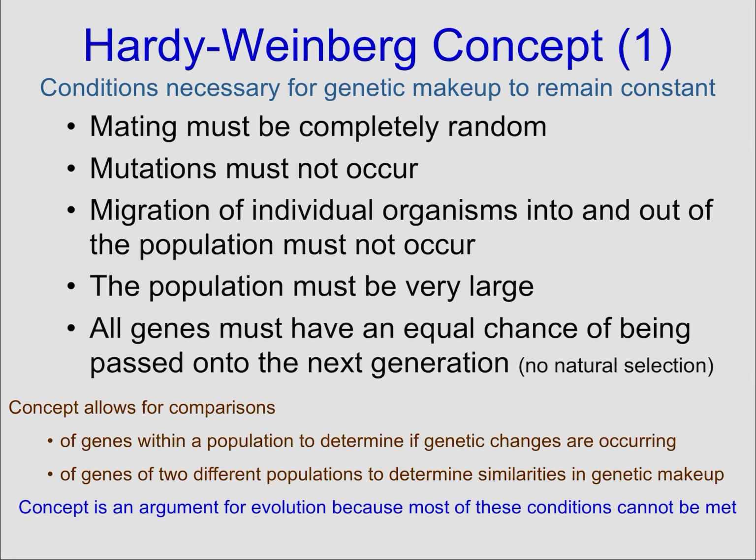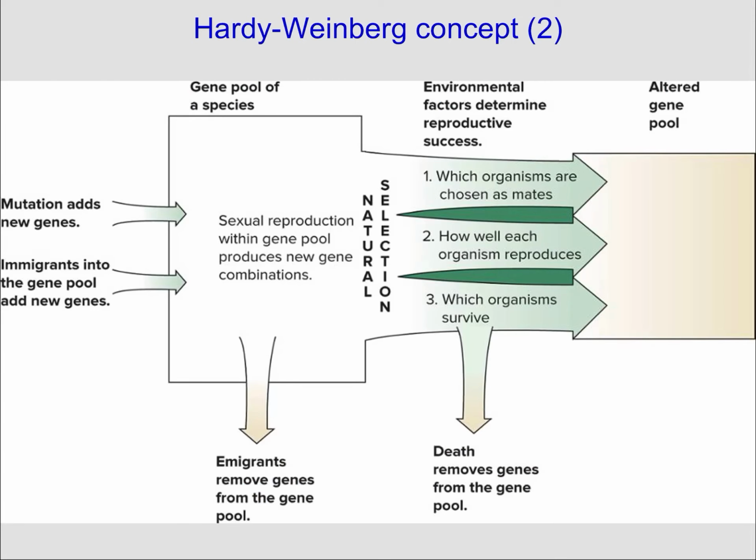Now, this concept allows us to compare genes within a population to determine if genetic changes are occurring, and then to compare genes of two different populations to determine if there are similarities in their genetic makeup. The concept is an argument for evolution because most of these conditions cannot be met. We don't have a mutation-free population. Migration in and out of a population does occur. The populations aren't always very large, and the genes don't always have an equal chance of being passed on to the next generation.